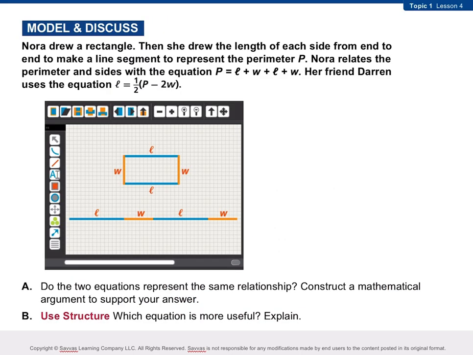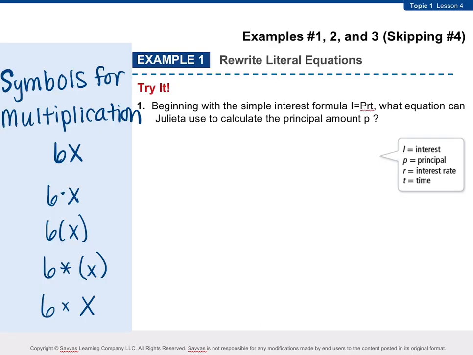This is the model and discuss that you should have already done with the rectangle with a partner or in a small group. Now we're going to start together on question number 1. We're going to do 1, 2, and 3, skipping number 4. I already have some notes for you to copy into the blue space of your workbook. These are different symbols for multiplication, which I think is really confusing for a lot of people.